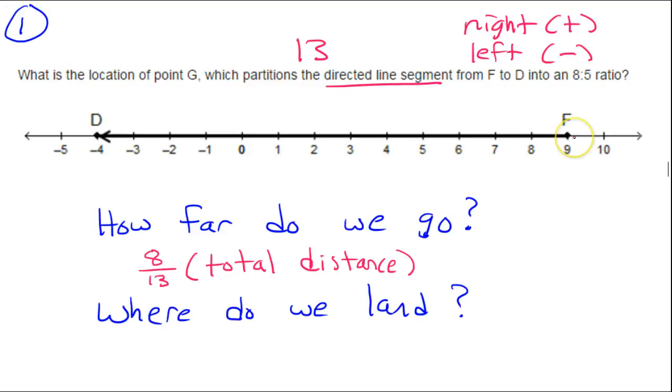Now in this case, we're moving from F to D. So we are moving 13 spaces to the left. So is this going to be positive or negative 13?